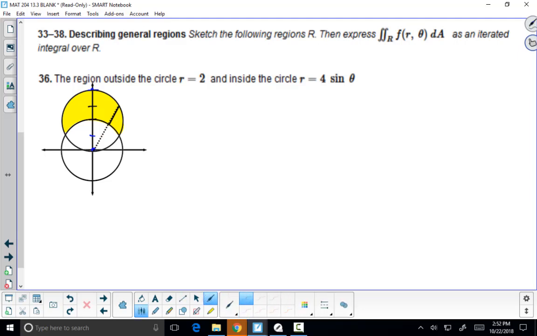Now the thing we don't know is theta. We know that r is going to go from the inner circle to the outer circle, but we need to know what these two points of intersection are, because those are our theta limits. Theta is going to go from that quadrant 1 angle over to that quadrant 2 angle. So we set 2 equal to 4 sine of theta to find our intersection point. This tells us that sine of theta is 1/2, so theta is equal to pi over 6 or 5 pi over 6.